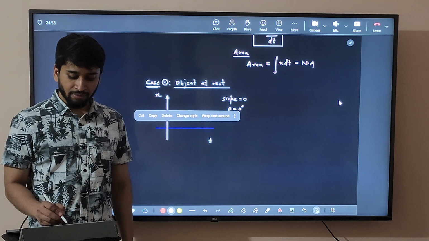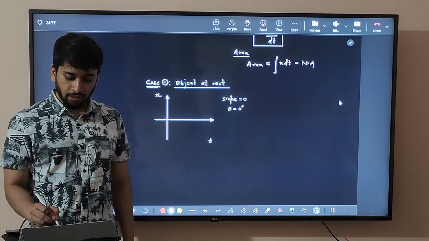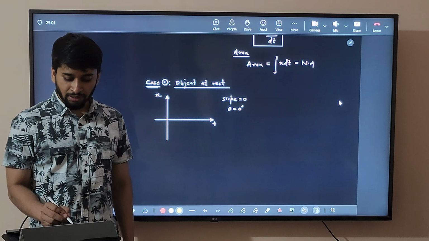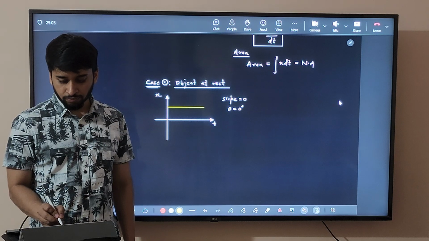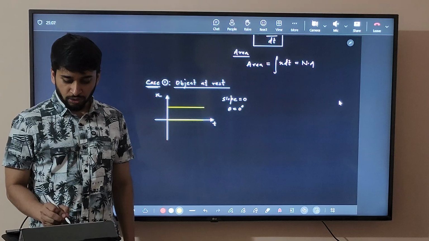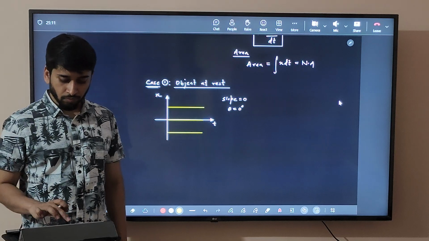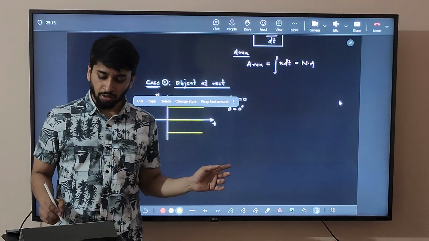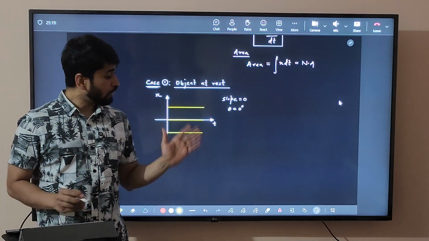The position time graph can be anything. So let me just modify this a little bit. So you could have a position time graph like this, or like this, or like this. Now in all these three cases, the slope is 0. So the body is at rest.